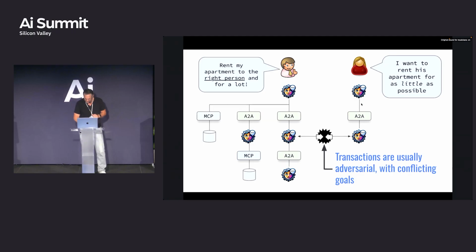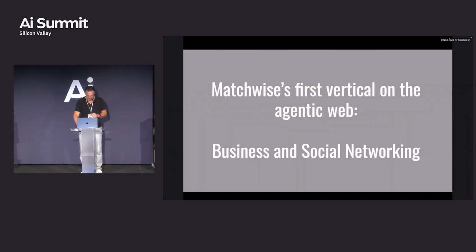In this case, I think the woman's saying, I want to pay as little as possible and maybe not tell them everything. He's saying, I want to rent as much as I can to the right person. So that's the future of this stuff, really having two agents transacting with each other.